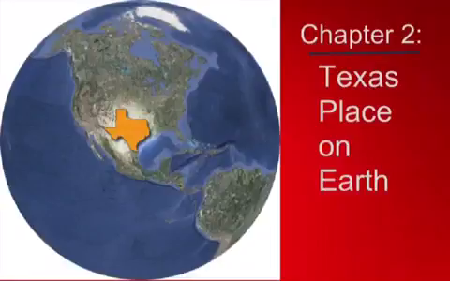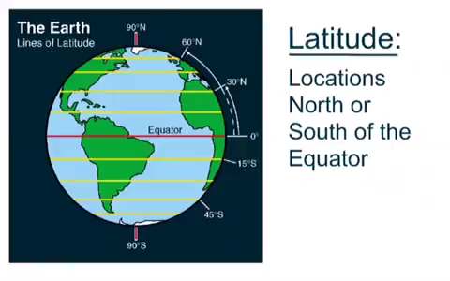Today's flipped classroom video lesson will be on Chapter 2 and Texas' place on Earth. We will be specifically looking at how to find absolute location using latitude and longitude. We're also going to be exploring different kinds of maps and features of maps. For today's lesson, I will need you to draw 6 vocabulary diagrams in your notebook. We'll be discussing 6 words today.